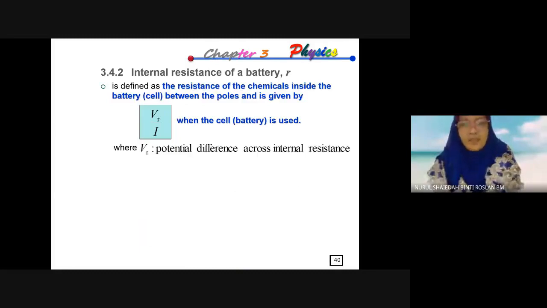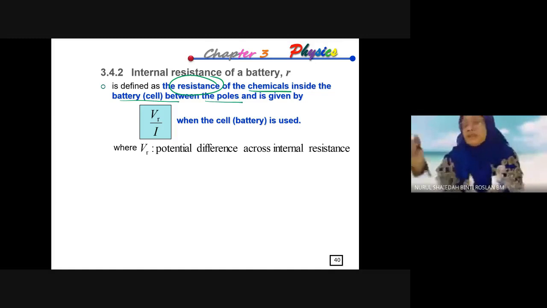Okay, so the internal resistance is actually resistance from the chemical inside the battery between the poles. You don't deliberately put a resistor there, no, it is actually due to the chemical. Because we produce the battery by using a combination of chemicals, so this combination of chemicals inside the battery between the poles will show internal resistance. Usually this R is 0.2, 0.1, very small, it's not big.